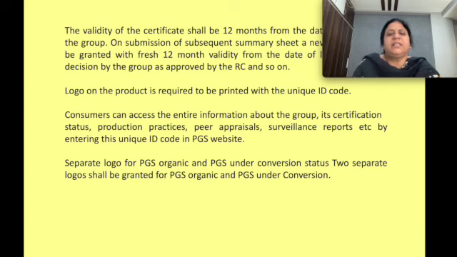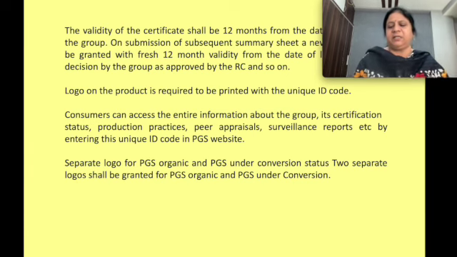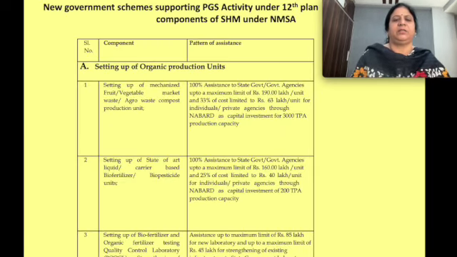The validity of the certificate is 12 months from the date of issue. The logo on the product is required to be printed with the unique ID code. Either it is a green logo or a blue logo. It is to be printed with the UID. Separate logos for PGS organic and PGS under conversion status. Two separate logos shall be granted for PGS organic and PGS under conversion.